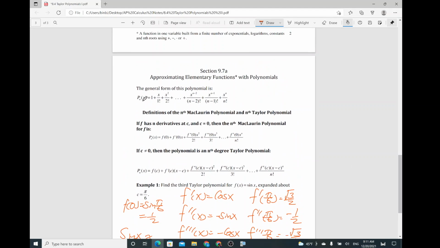So make sure that you guys recognize these two types of formula. One is just the general polynomial with the Maclaurin, and the other one is the Taylor, if c is not 0.